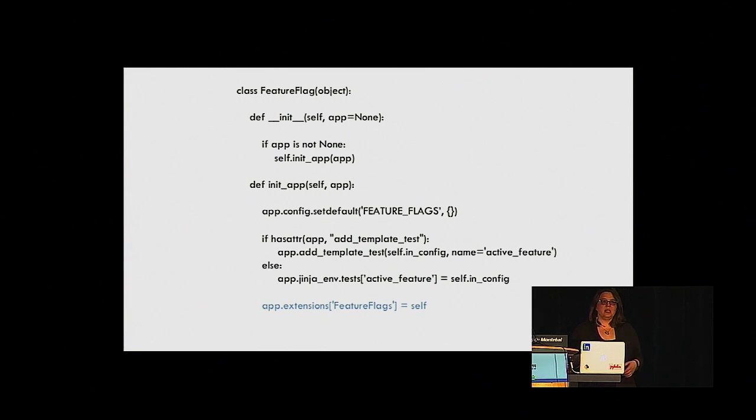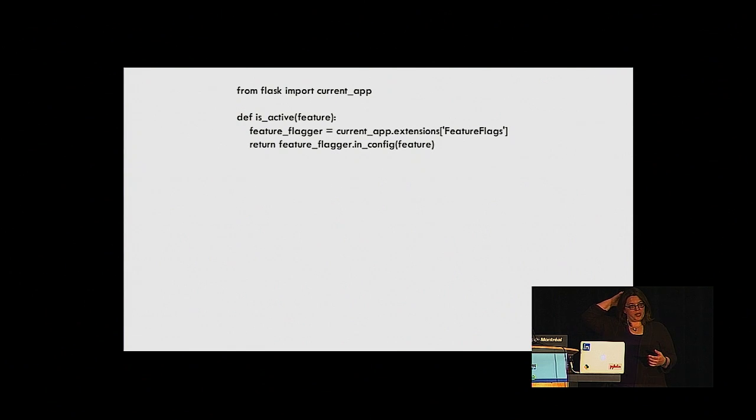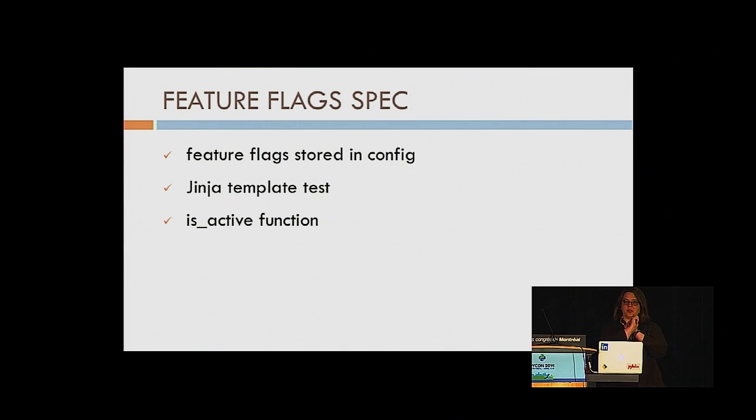And that means writing that module level function is super easy. It's actually one line, which I've split here into two just for readability. So it says feature flagger. I look in the current app, because that's the global. I can get to it. I look in its extension registry for our stuff, and myself is just sitting there. So I call in_config like anything else. That's all we do. All right, we are done. We have stored things in the config, we have a template test, and we have that is_active function.